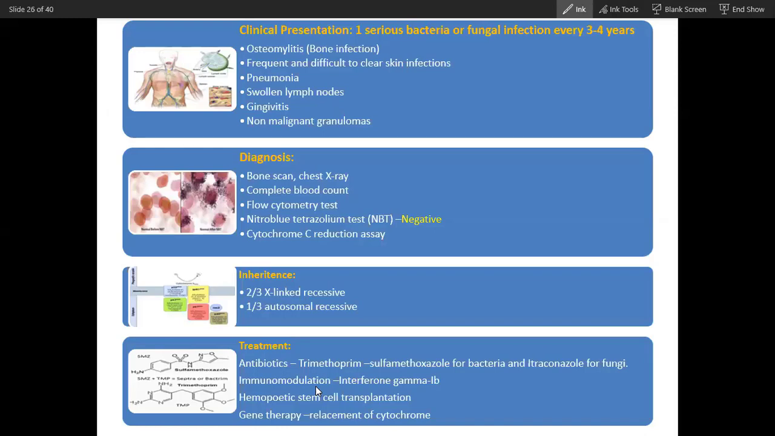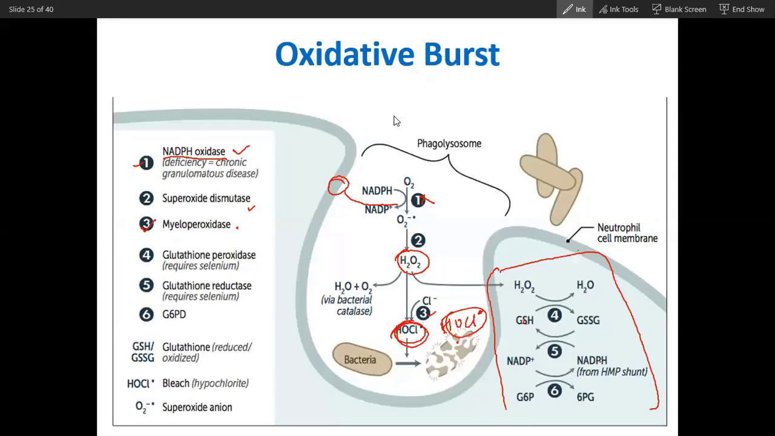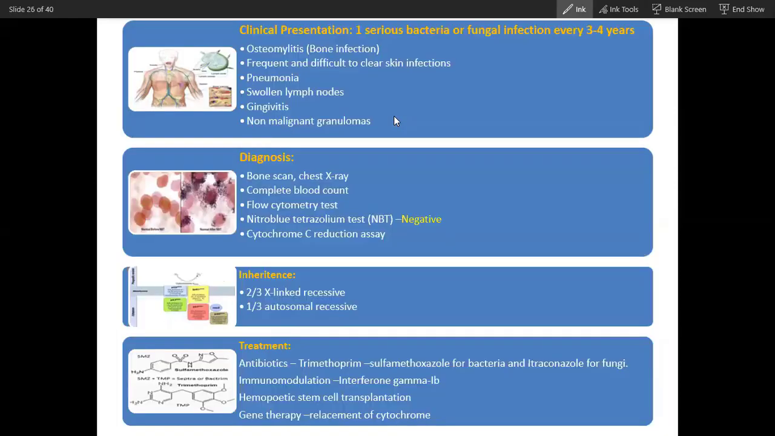What is the name of this disease? Tell me, anyone? What is the name of this disease? Chronic granulomatous disease. Yes, chronic granulomatous disease. You can see in this disease, the oxidative burst is dysfunctional. It is not effective, and that is why what will happen?